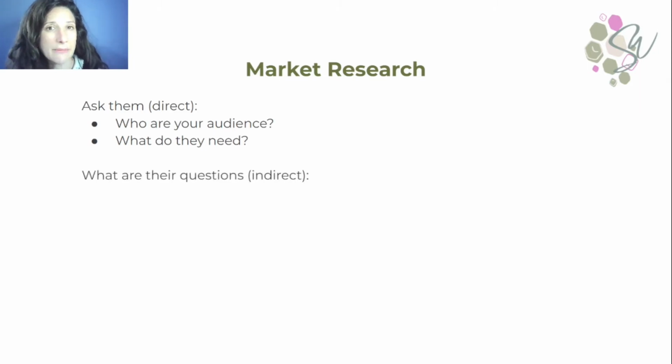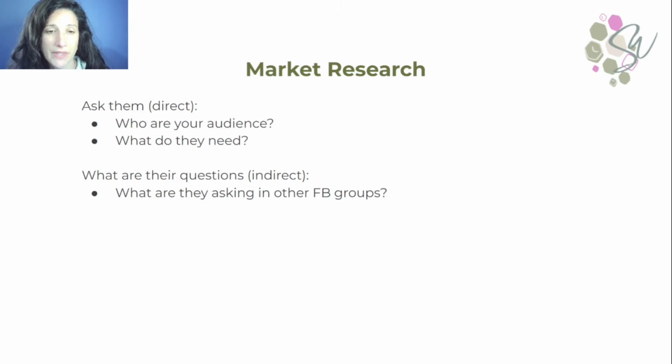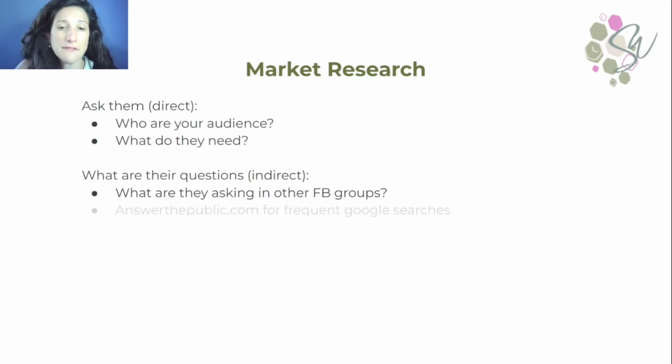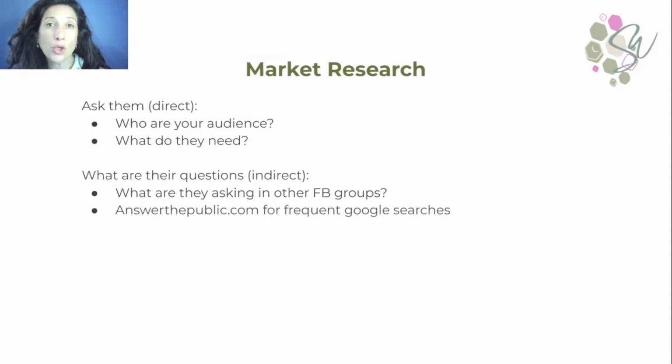Likewise, we can ask some indirect questions. Our indirect questions are when people are not specifically giving their market research to us. It's not directly given to us like it is in a form. And we can do this by looking in other Facebook groups. Now, not taking people from Facebook groups, but having a look at what people are asking. Now, that's not only limited to Facebook groups. It can be Google searches, so platforms such as answerthepublic.com or keyword density searches that you can do.